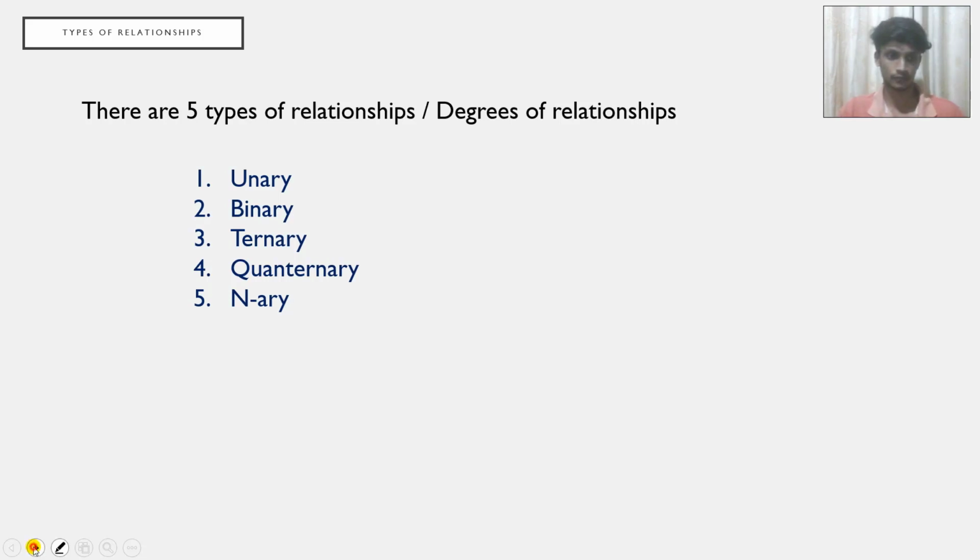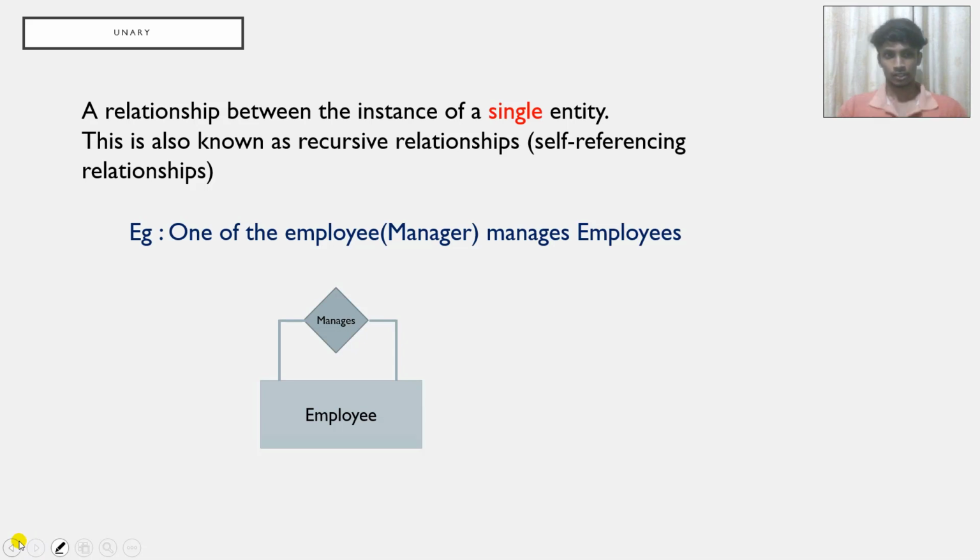Okay, so let's move to the first one, unary. Unary is a relationship between the instances of a single entity. This is also known as a recursive relationship or self-referencing relationship. If you are familiar with recursive methods, it is also self-referencing. In programming, we define recursive functions; it is inside of the exact same function, calling itself. The exact same thing applies here. Unary means it is calling itself.